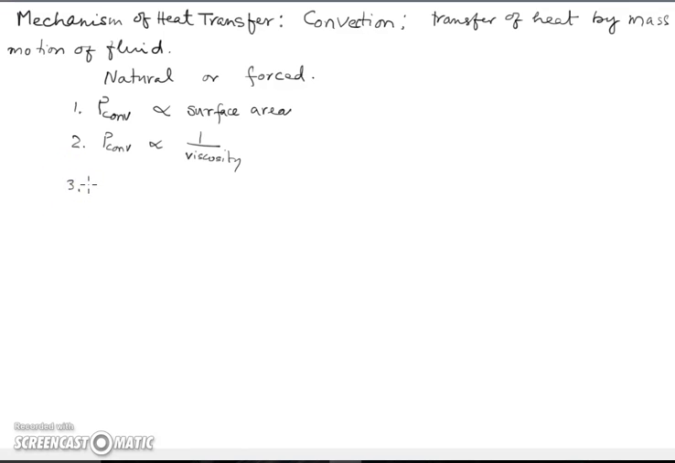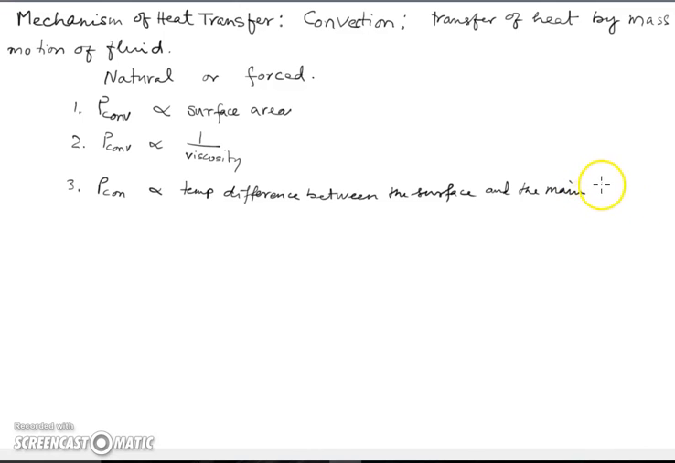The third one is that P convection is proportional to the temperature difference between the surface and the main body of the fluid, to the power 5/4. So again, this is experimental data.